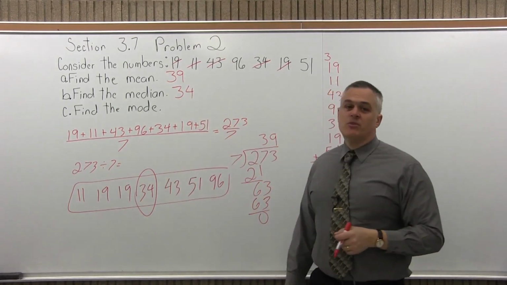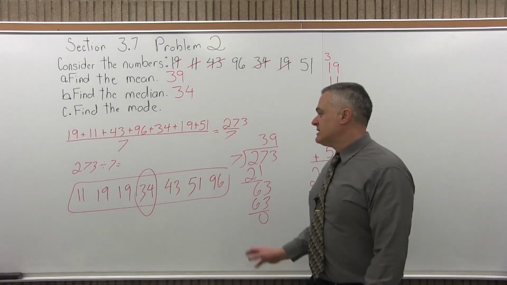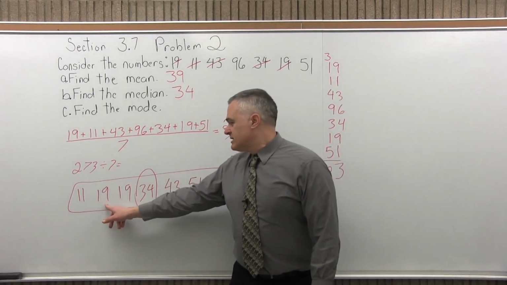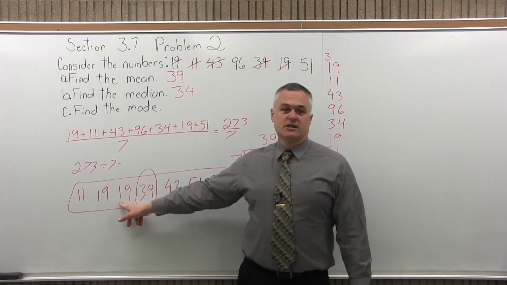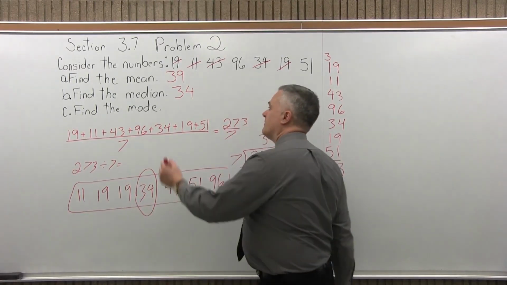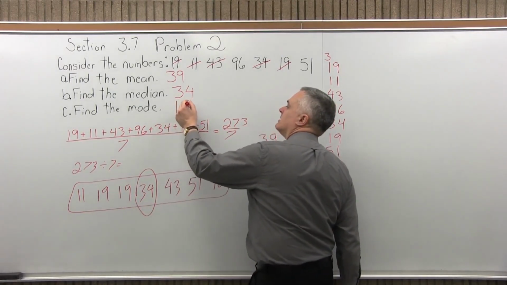And finally, the mode. The mode is the most commonly used number in the list. As I look through the list, the number 19 appears twice. Nothing else appears that many times. So the mode is 19.